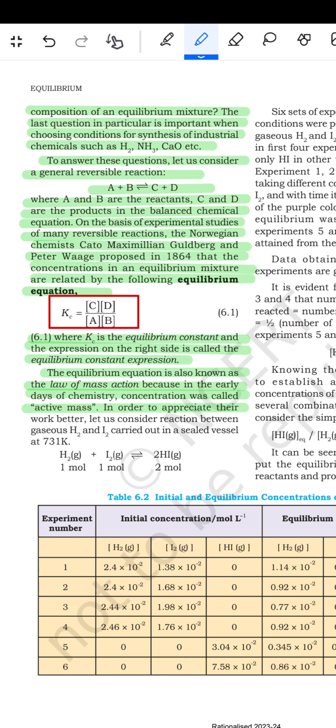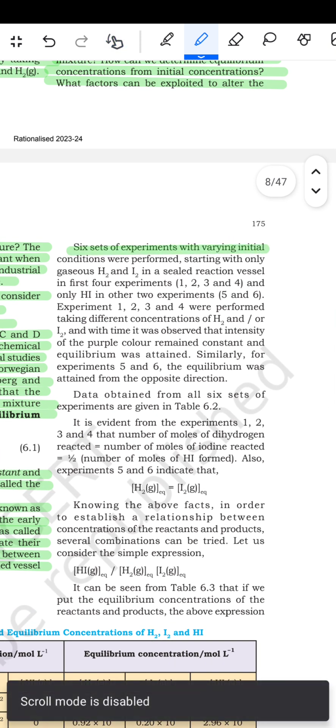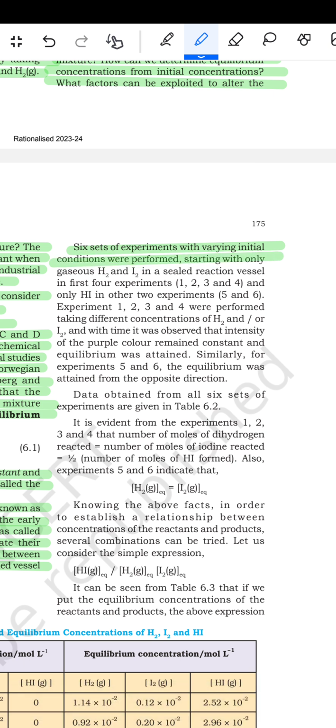In order to appreciate the work better, let us consider the reaction between the gases H2 and I2 carried out in a sealed vessel at a fixed temperature. तो कहता है कि 6 experiments with varying initial conditions were performed, starting with only gaseous H2 and I2 in a sealed reaction vessel in the first 4 experiments, 1, 2, 3 and 4, and only HI in the other 2 experiments, 5 and 6. Experiments 1, 2, 3 and 4 were performed taking different concentrations of H2 and/or I2. With time it was observed that the intensity of the purple color remained constant and equilibrium was attained. Similarly, for experiments 5 and 6, the equilibrium was obtained from the opposite direction.